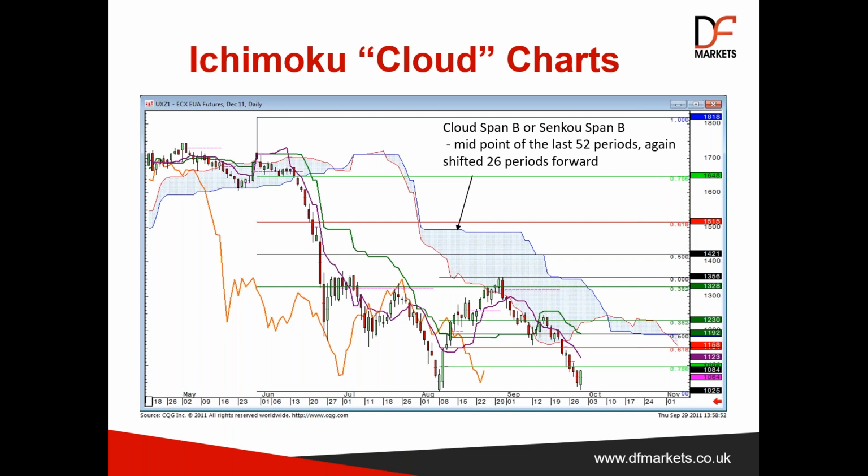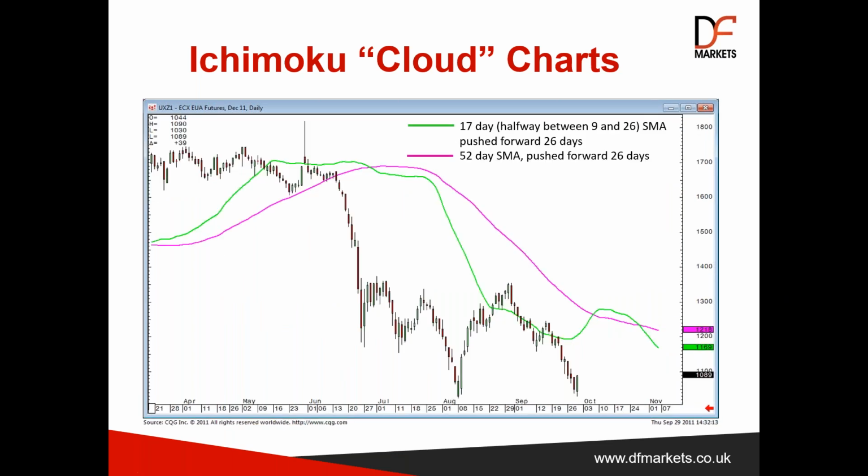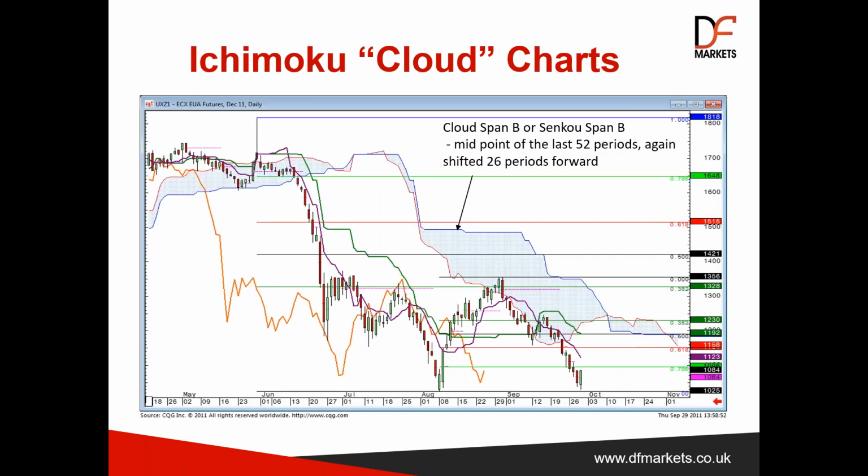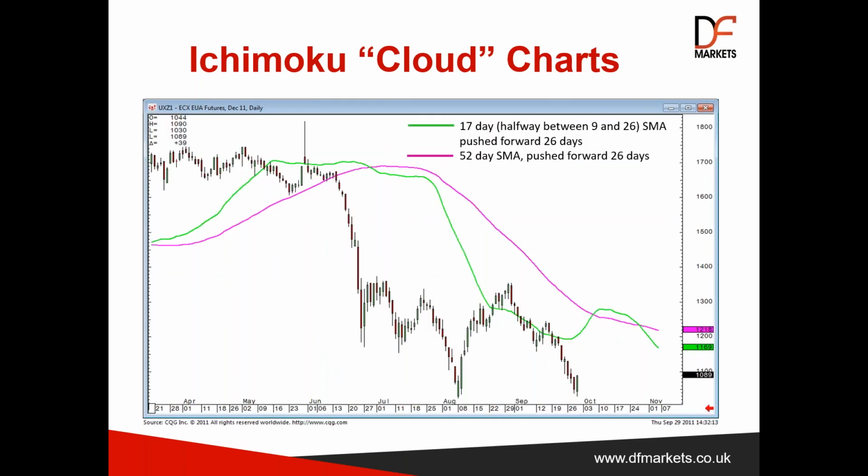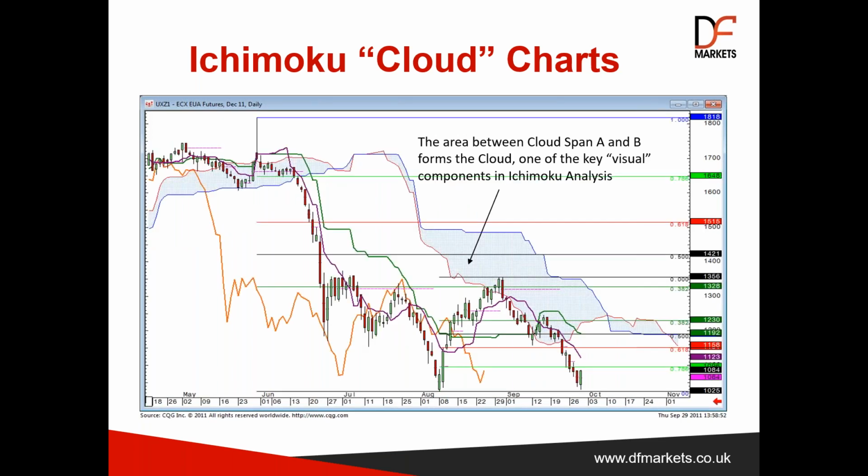of 26 periods. Actually, probably the nearest we've got to a Western equivalent is a 17-day moving average that's pushed forward by 26 days, and a 52-day moving average pushed forward by 26 days. And if I just toggle between the two, you can see how there are some similarities between the message that those things are giving us. And what those two lines that are pushed forward give us is the cloud. And that's, for me at least, the key visual element of this charting methodology.